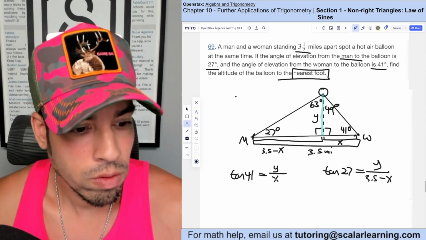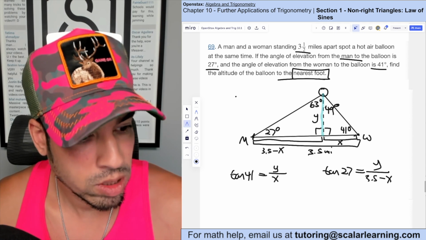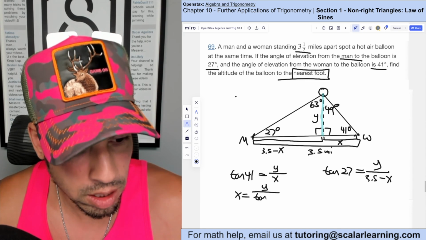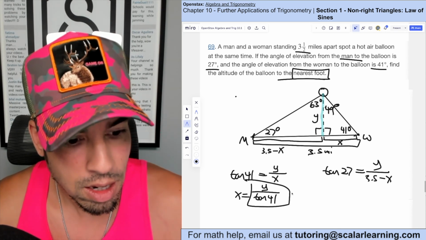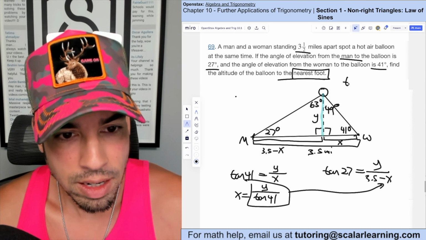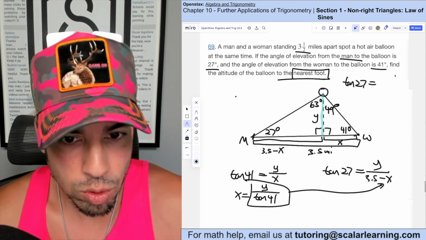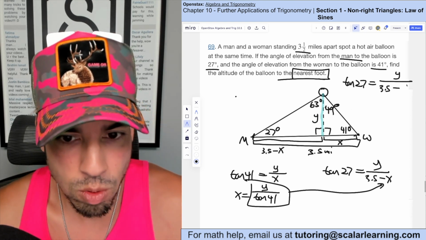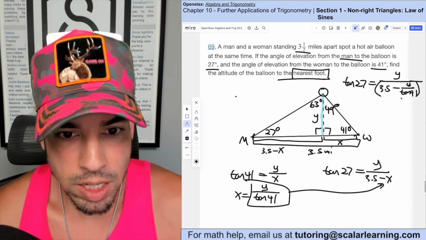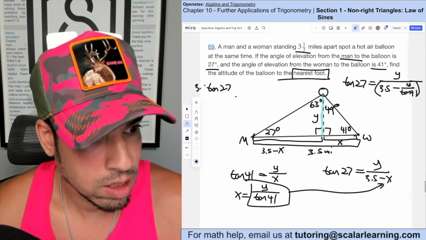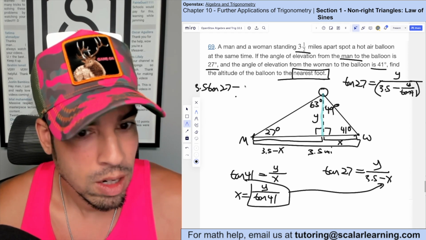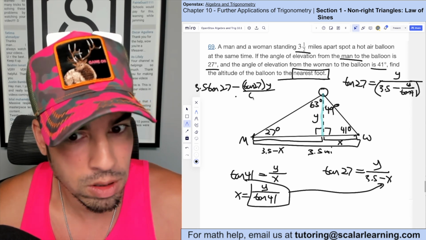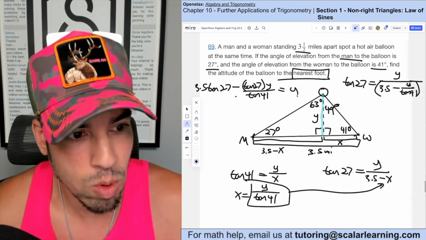So now what I can do to solve is use a little bit of substitution. I can multiply both sides by x and then divide by tangent of 41. So x equals y over tangent of 41. And then I can take this and plug it in down here. So I got tangent of 27 is equal to y over 3.5 minus this entire quantity. Then I'm going to multiply both sides by this denominator here. So we got tangent of 27 times 3.5 minus, then we're distributing, tangent of 27 times y over tangent of 41. And all of this equals y, okay?